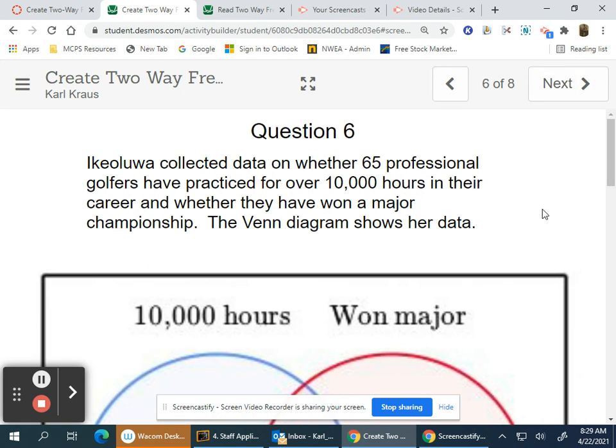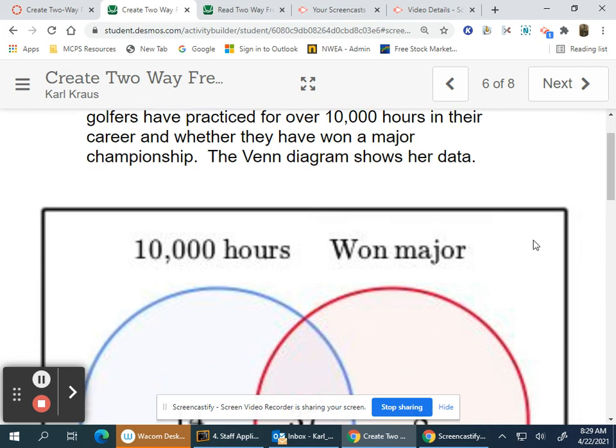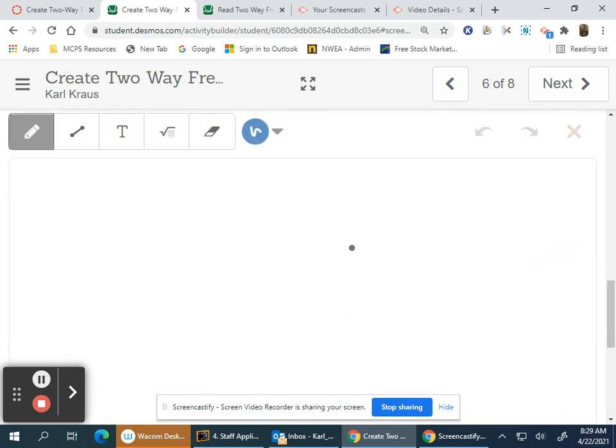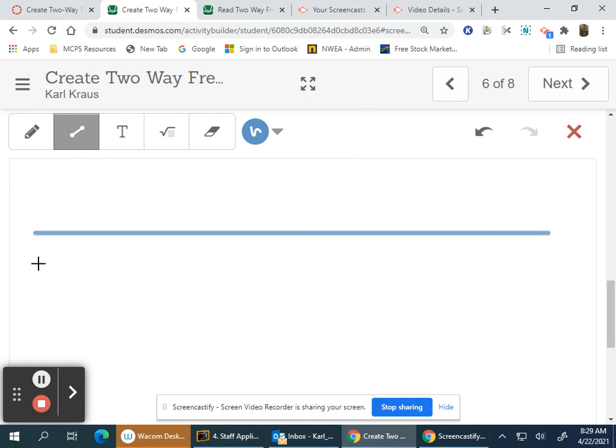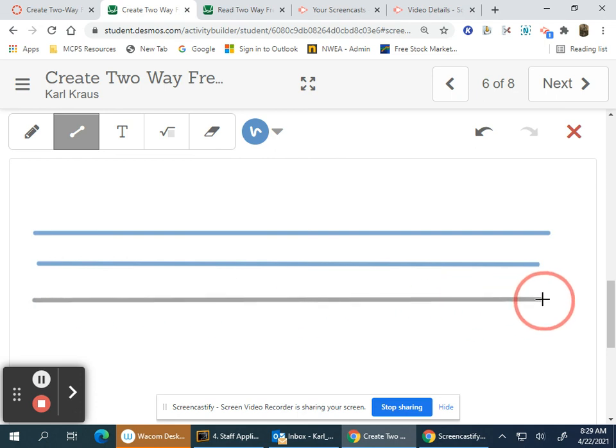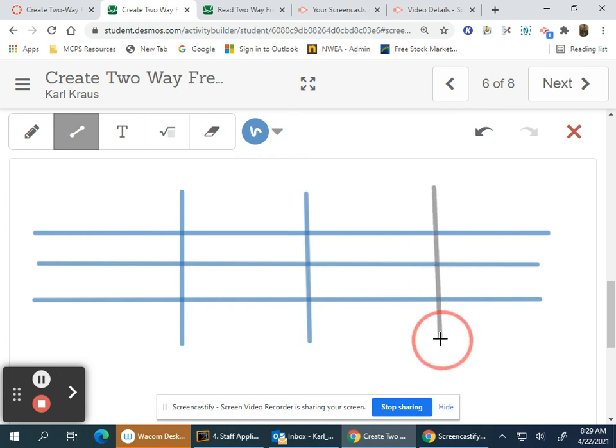All right. Ikolua collected data on whether 65 professional golfers have practiced for over 10,000 hours in their career and whether they won a major championship. The Venn diagram shows their data. So I'm going to make a sketch down here of the information, of the two-way table.